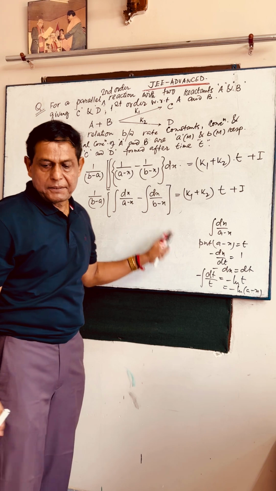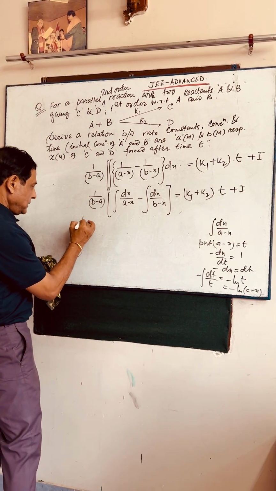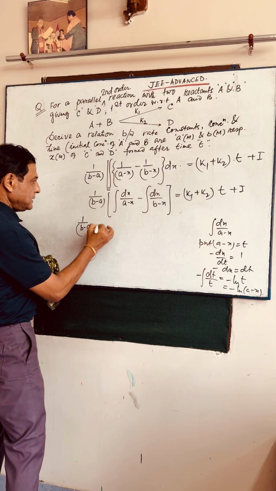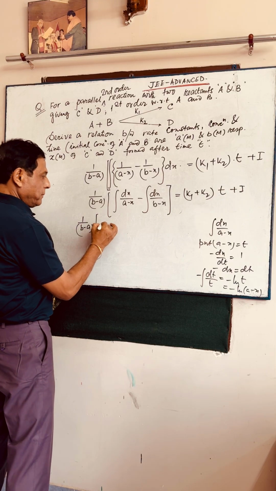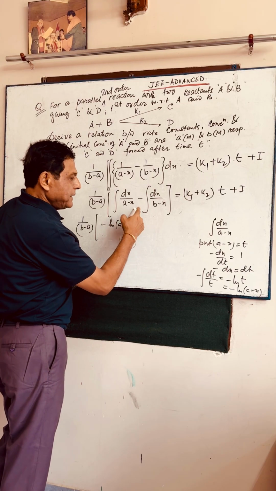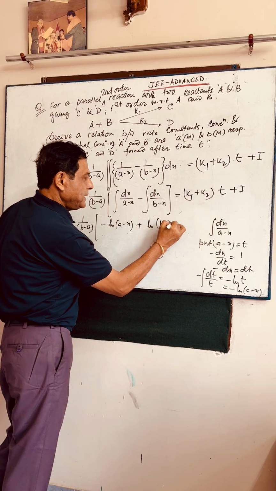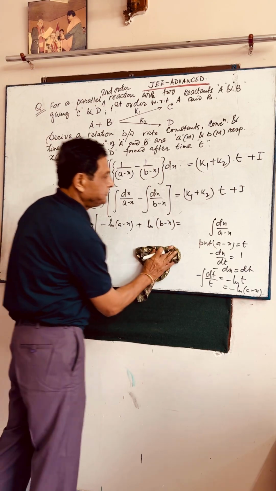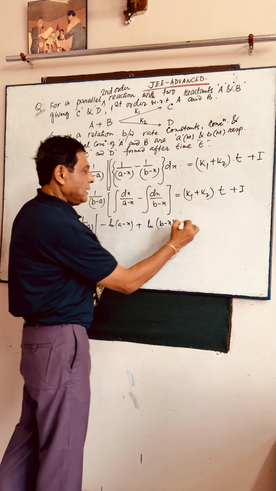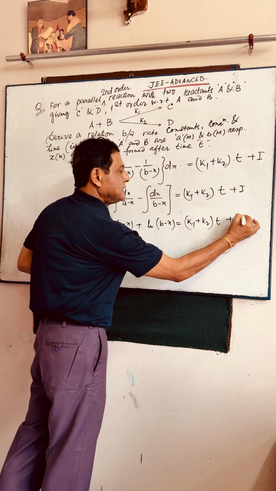It will be minus ln(b minus x). So let us see what will be the result. Finally, 1 by (b minus a) times minus ln(a minus x). Ln means log base e, that you know, plus minus ln(a) plus ln(b minus x) is equal to (k1 plus k2) into t plus I, the integration constant.